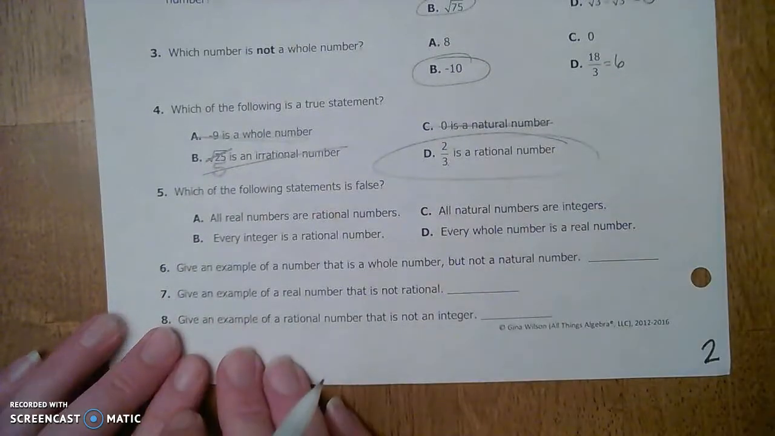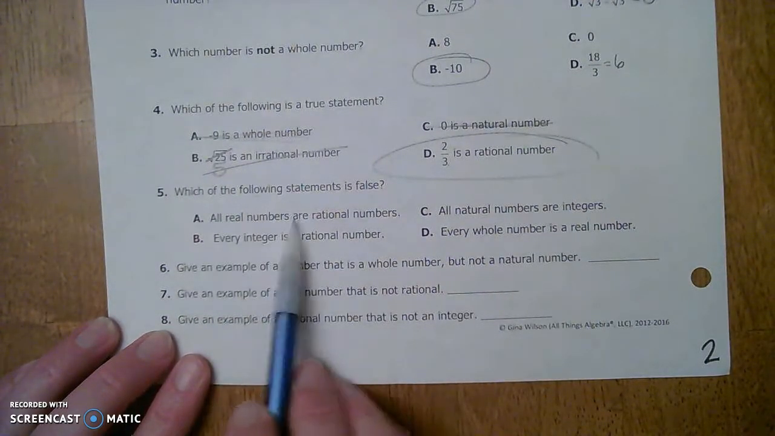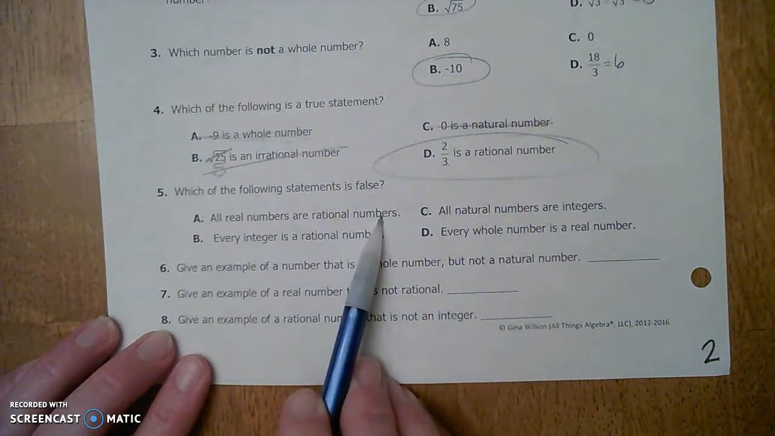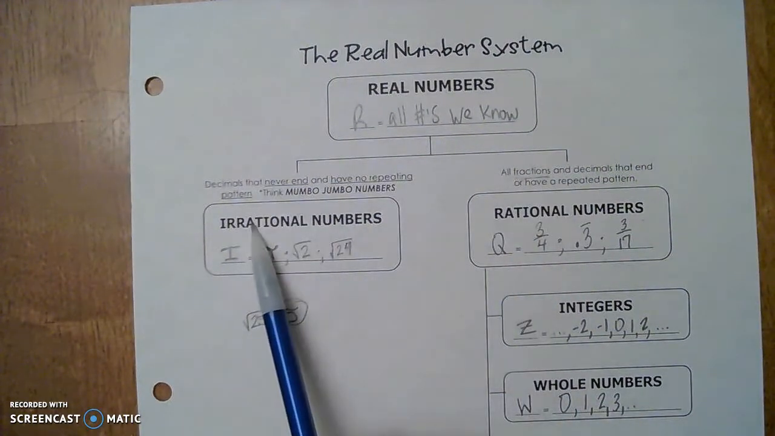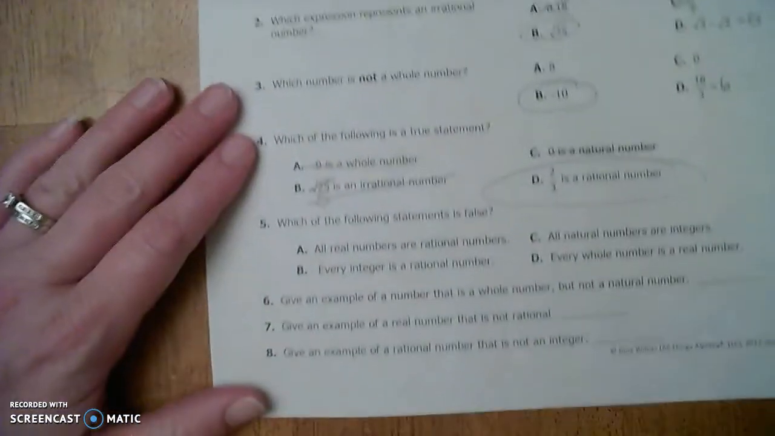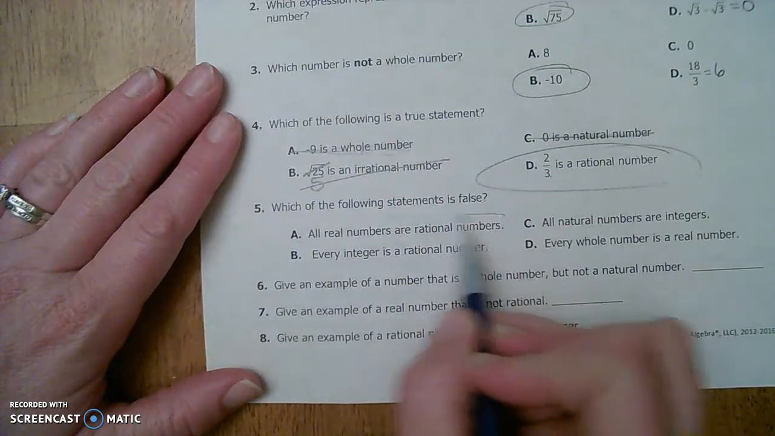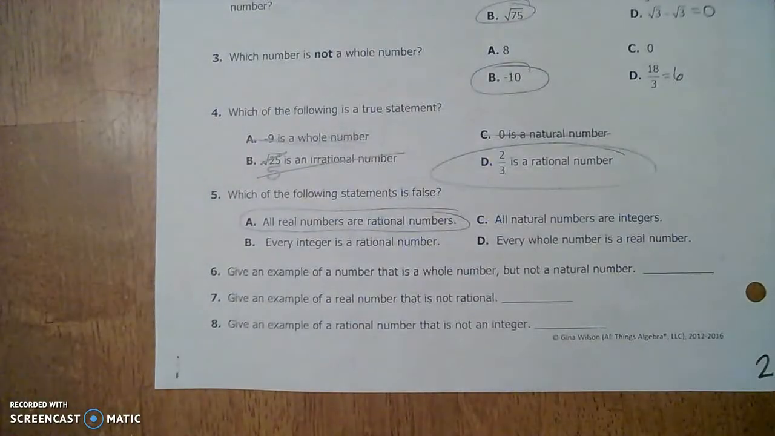Number 5, which of the following statements is false? All real numbers are rational numbers. Okay, well, it's going to be helpful to look back over on the front. Real numbers already get broken down into irrational and rational, and then all these other ones. So all real numbers are not rational because we have all these examples over here. So that one is already false. Let's just go through these to make sure the rest of them are actually true.